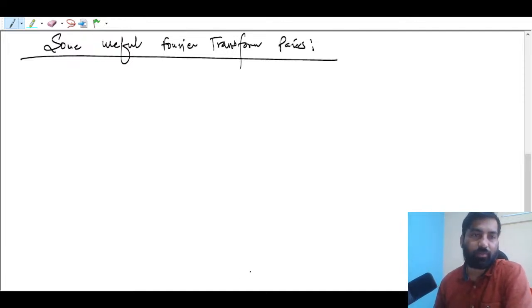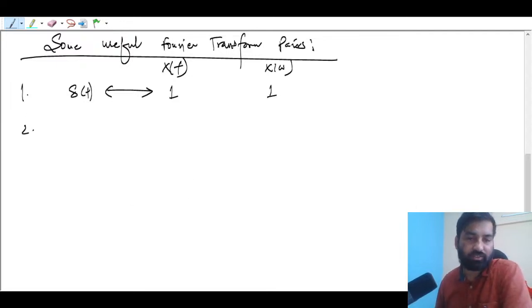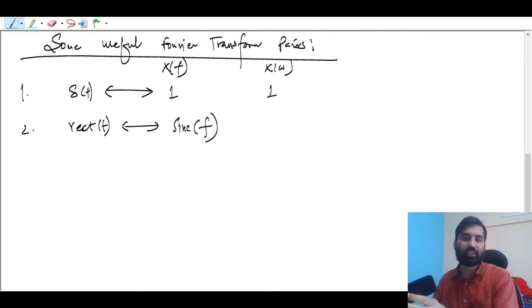So you can remember. Suppose delta t is there. What is the Fourier transform of delta t? The Fourier transform of delta t is nothing but 1, in the f domain and in the omega domain, it is 1 also. Second one is, suppose you have a rectangular pulse, rect t. So rect t has the Fourier transform sinc f. Always remember, rectangular has the Fourier transform sinc f.